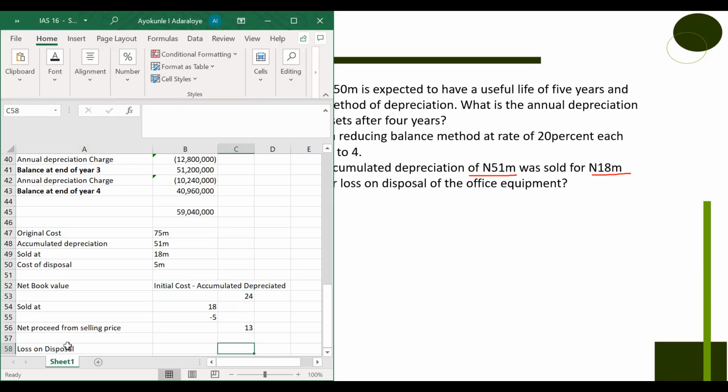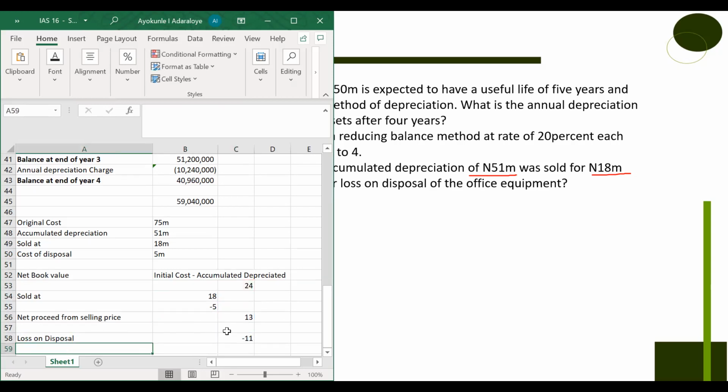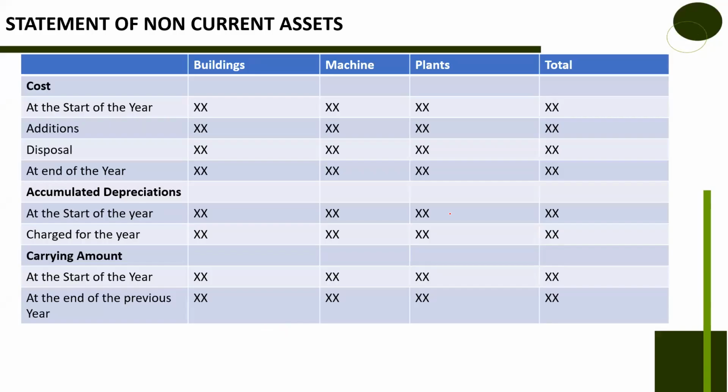How much? 24 million minus 13 million. 13 million minus what? 24 million. Minus 24 million. How much is that? 11 million. So loss on disposal is 11 million. And this also goes into our income statement. We will reduce our profit by 11 million based on the loss that we incurred on disposal of that asset.